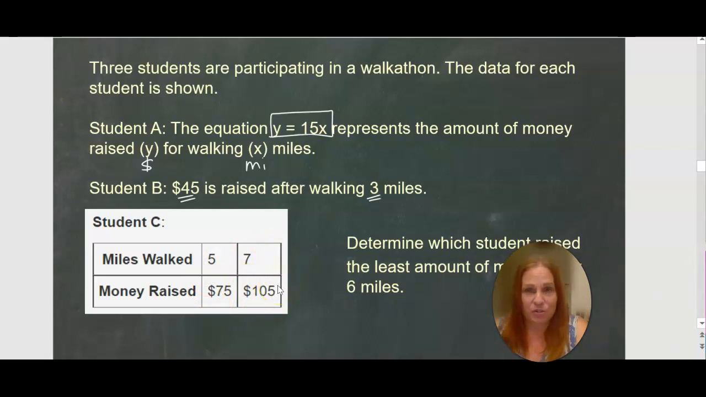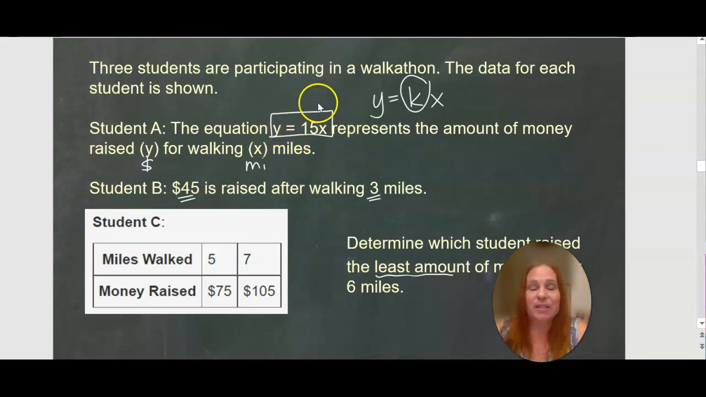These are all proportional relationships, so that's important to note. It should have said that somewhere in the problem. So let's look at student A. We know that when we see an equation like this, right, which is what this looks like, that the number that's right here is our constant of proportionality, also called our unit rate, right? So let's find the unit rate. Let's find how much money each student makes per mile, because then we can figure out which student raised the least amount of money, right? After 6 miles. Okay. So we're going to use this equation.